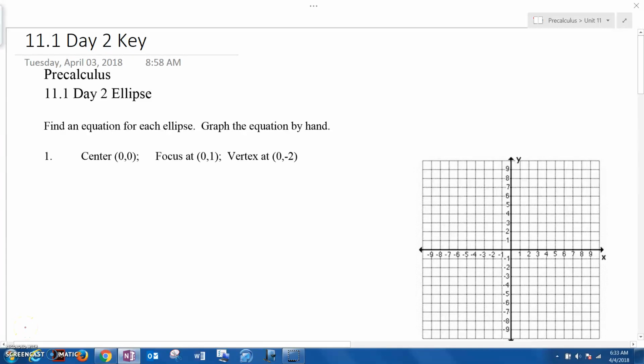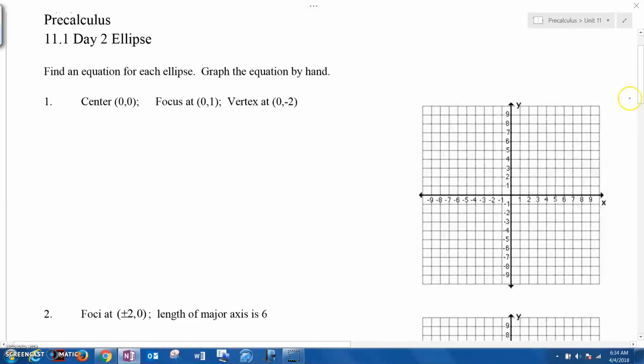Alright class, we're going on to ellipses day 2. This is the opposite of what we did yesterday, where we were given an equation and we had to graph it and get all the parts. Now I'm giving you the parts and you have to go backwards. You have to tell me what the equation is. This actually can be kind of easier for people now that we know how the parts work with the equation.